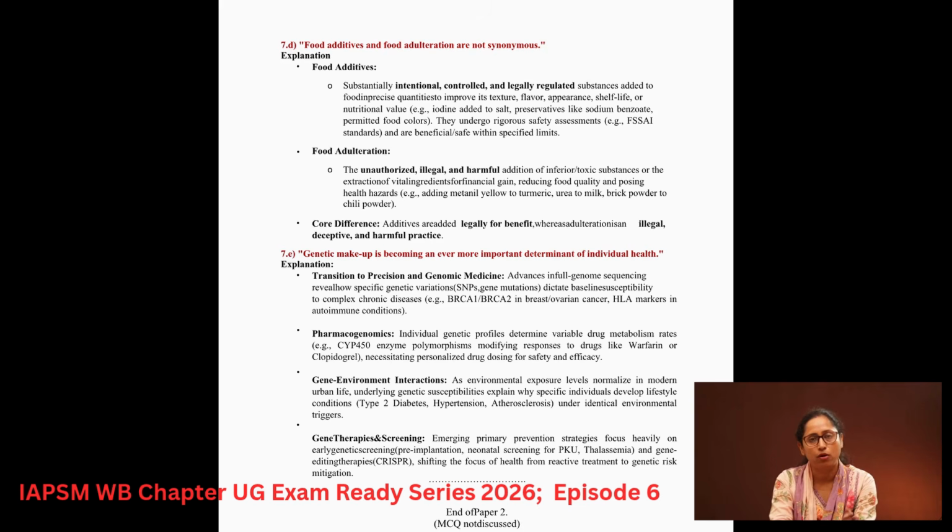And finally, you may talk a little bit about gene therapies and screening. Emerging primary prevention strategies focus heavily on earlier genetic screening like pre-implantation, neonatal screening for PKU, thalassemia, etc. and gene editing therapies. Okay. Shifting the focus of health from reactive treatment to genetic risk mitigation, which is very important.